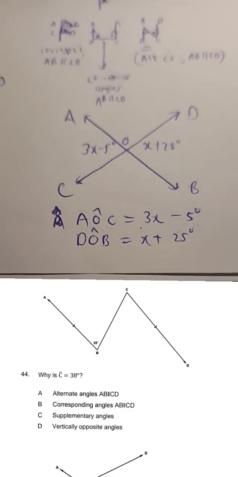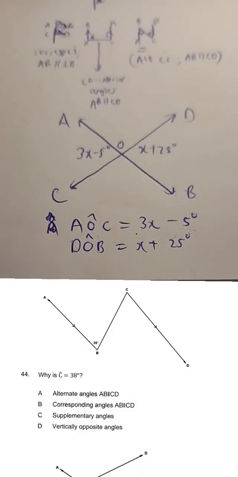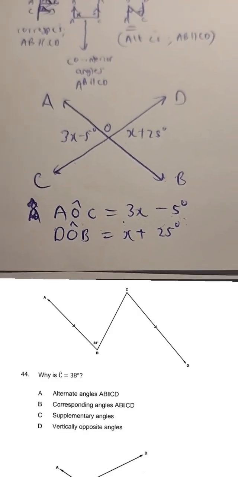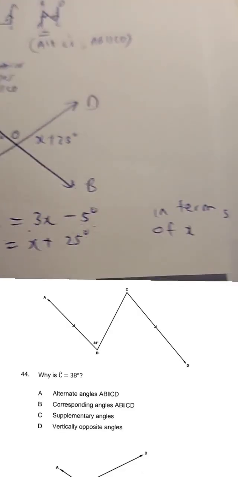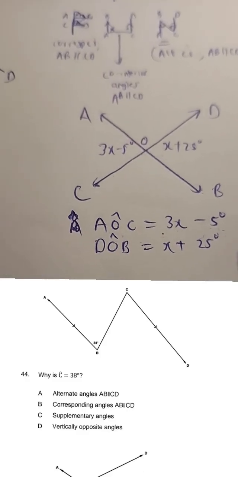Okay, so angles can either be written in terms of a variable, or angles can be written as a pure numerical value or number. Okay, let's understand that, so that when we are asked questions, we can answer accordingly. Okay, I hope that makes sense.